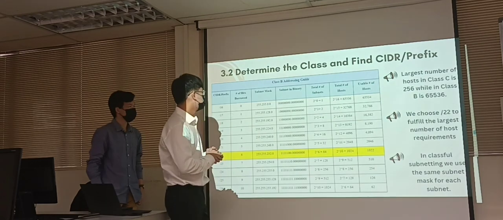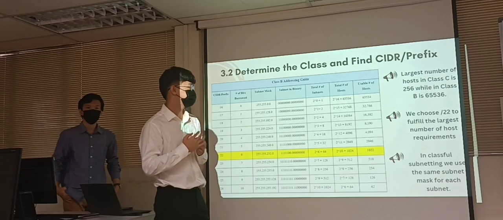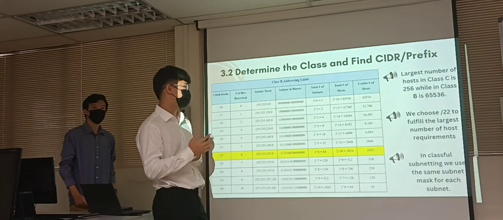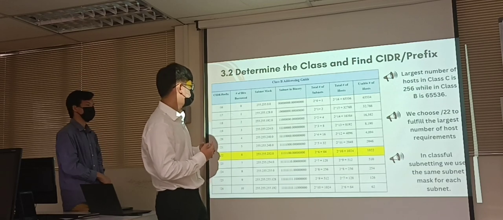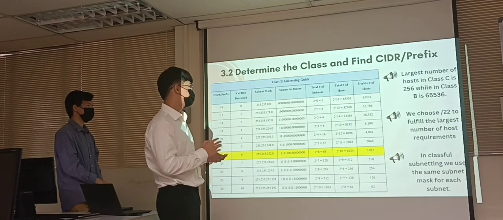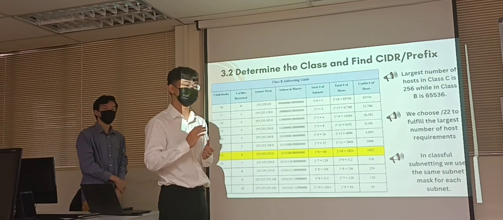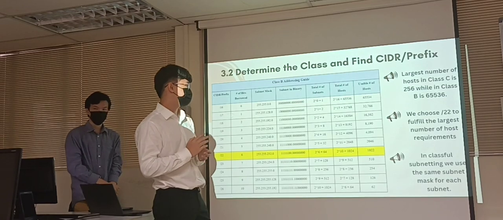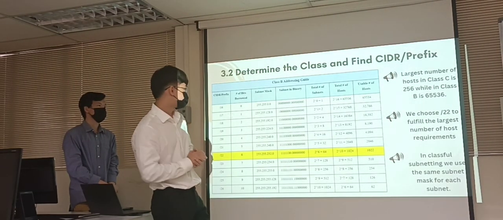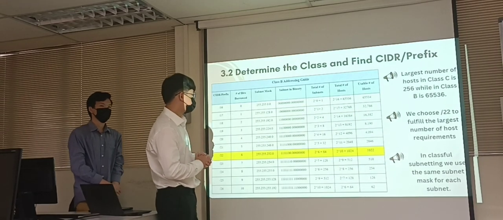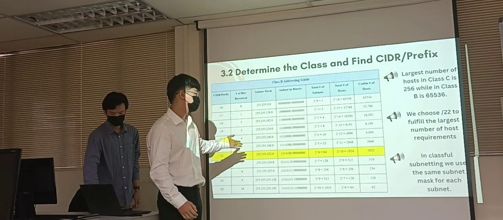Now, we will need to determine the class. As I said just now, the largest number of hosts is 620. So we cannot choose class C. We need to choose class B, because the largest number of hosts in class C is 256 only. But class B has 65,536. So here, in class B, we also choose prefix 22.